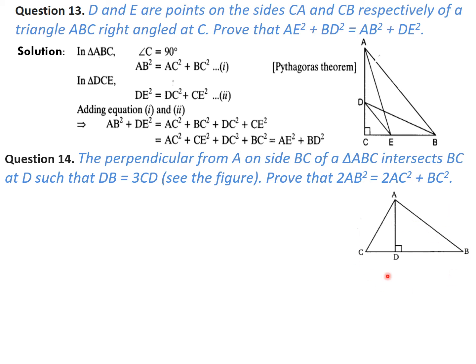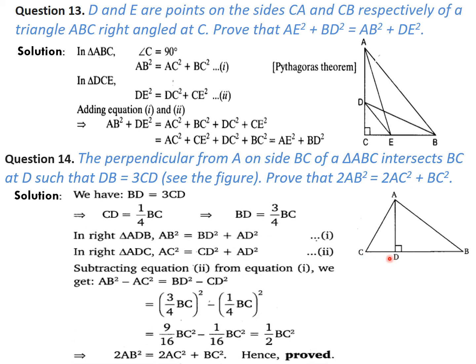So we have a triangle ABC and we can drop a perpendicular AD from A on the side BC. Now the point at which it intersects is point D. So this is 90 degree. Now the point D is placed in such a manner so that the length DB is equal to thrice of CD. So we have BD is equals to 3 CD. This implies that CD is equals to 1 by 4 of BC.